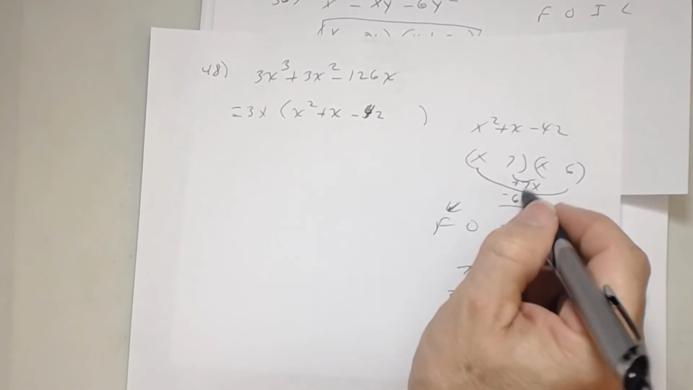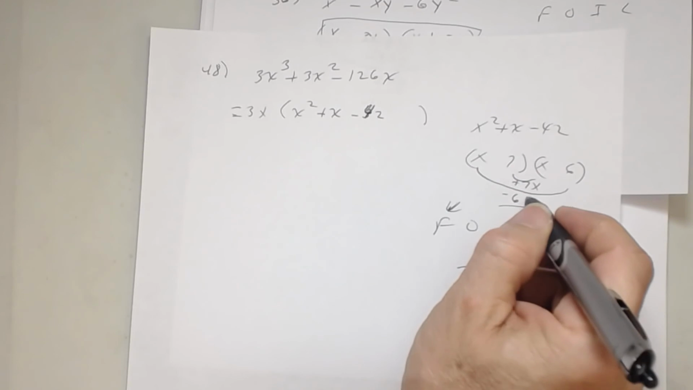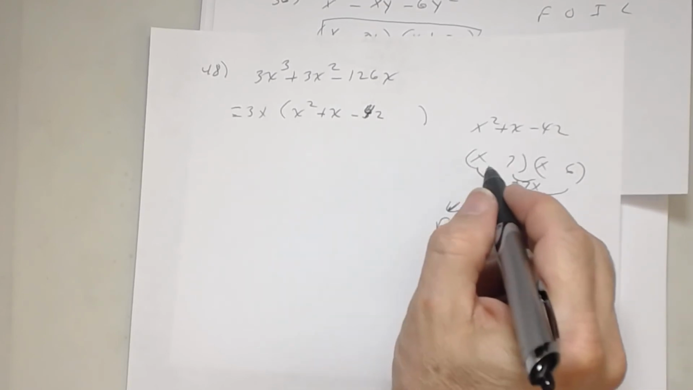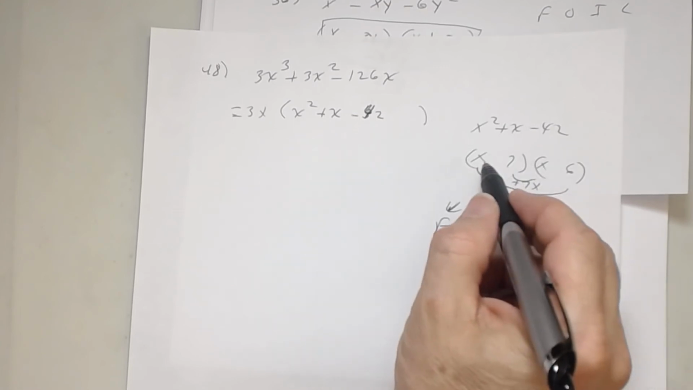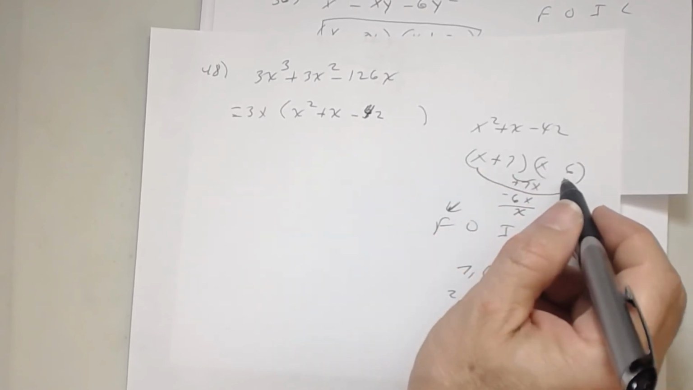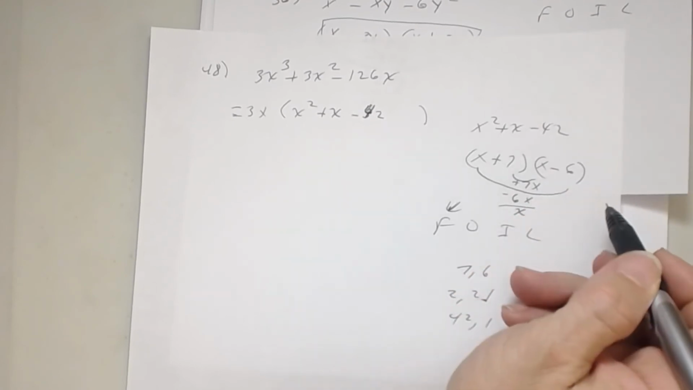But remember, make sure when you add them up, you get the middle term. Do I get the middle term? Yes. So now my order's correct. I just have to put the signs. So it'll be x plus 7 times x minus 6.